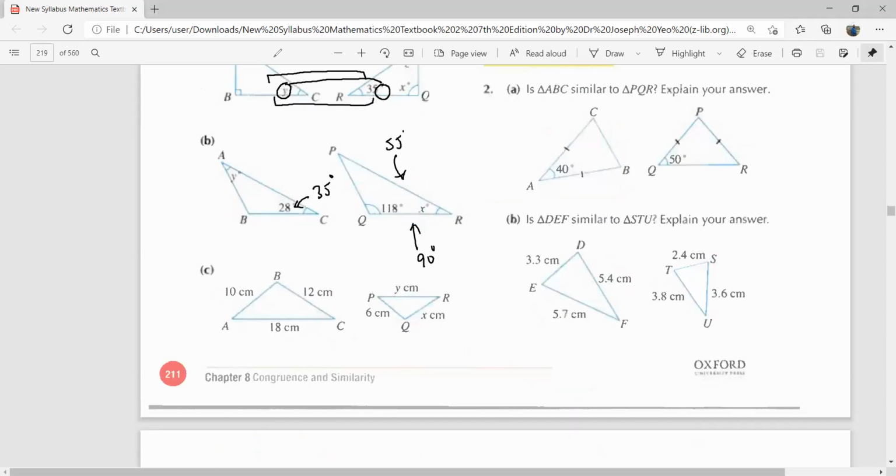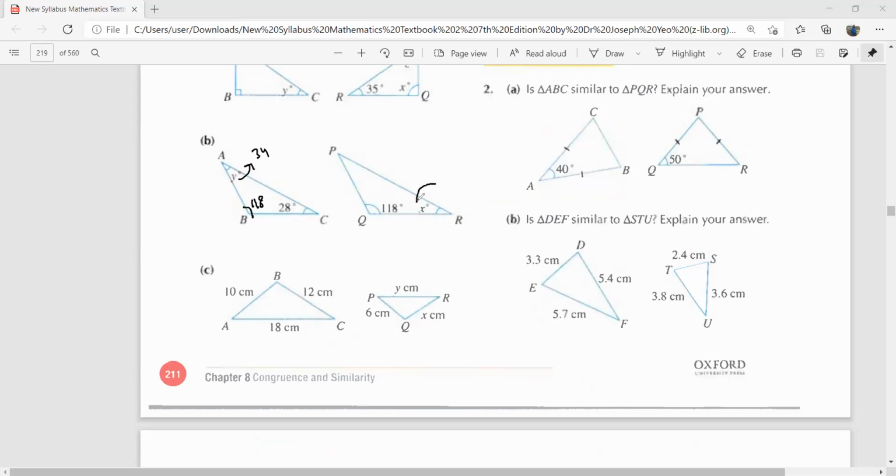And let me do this B part for you. It says here the triangle ABC is similar to the triangle PQR. So if this is 118, this is 118 here. So 118 plus 28 is going to be 146. So this is going to be 34, Hannah. So this angle X is going to be 28. So this is how you can find these unknown angles over here.